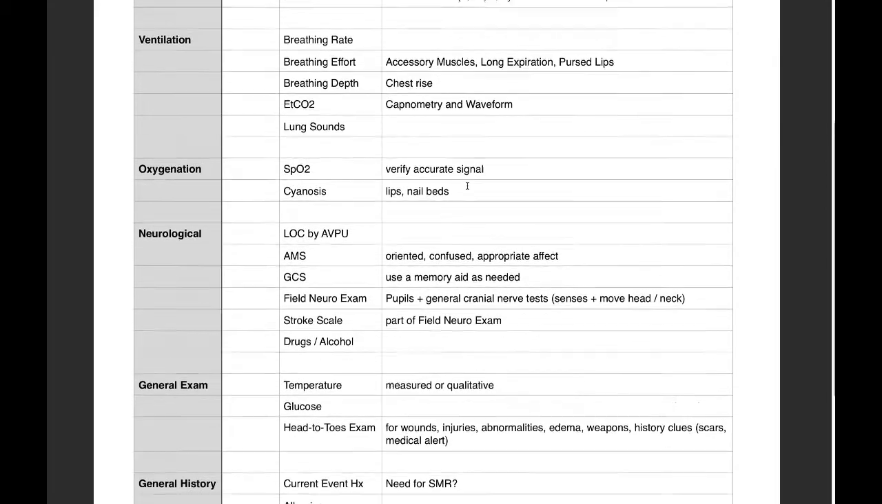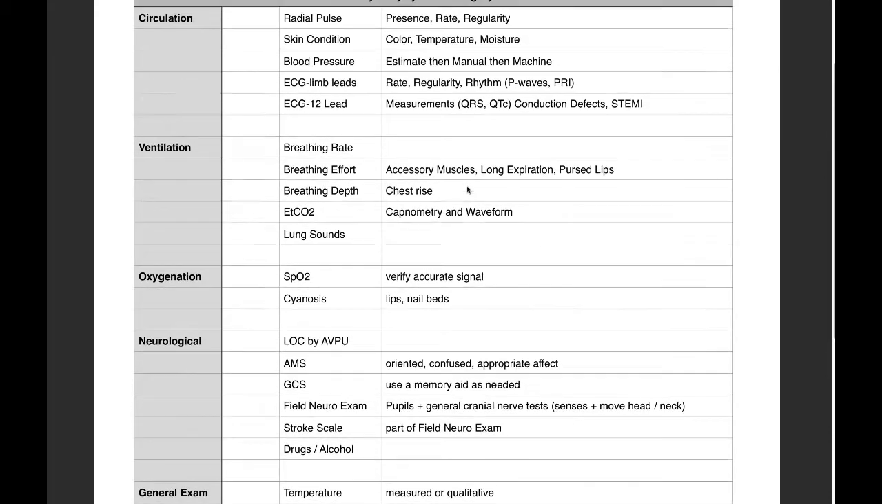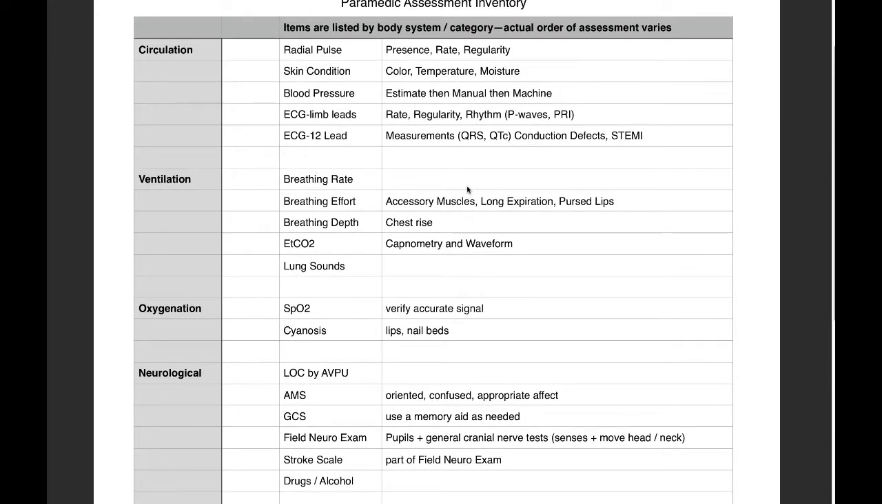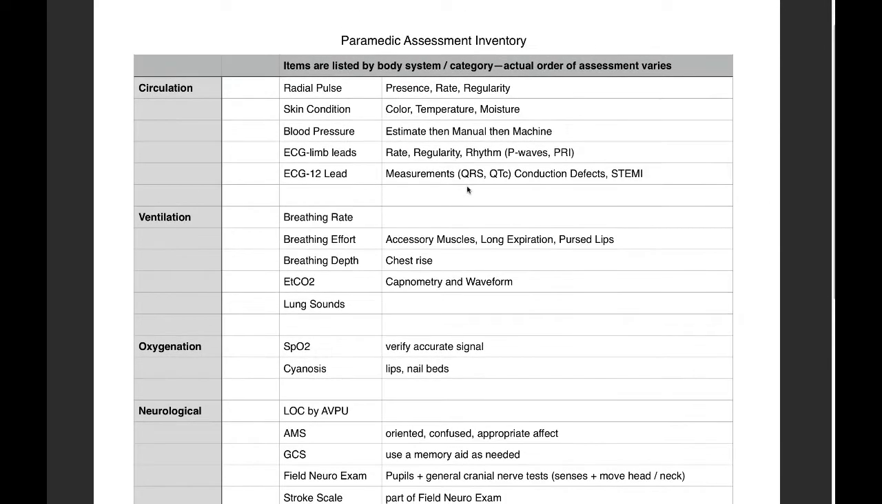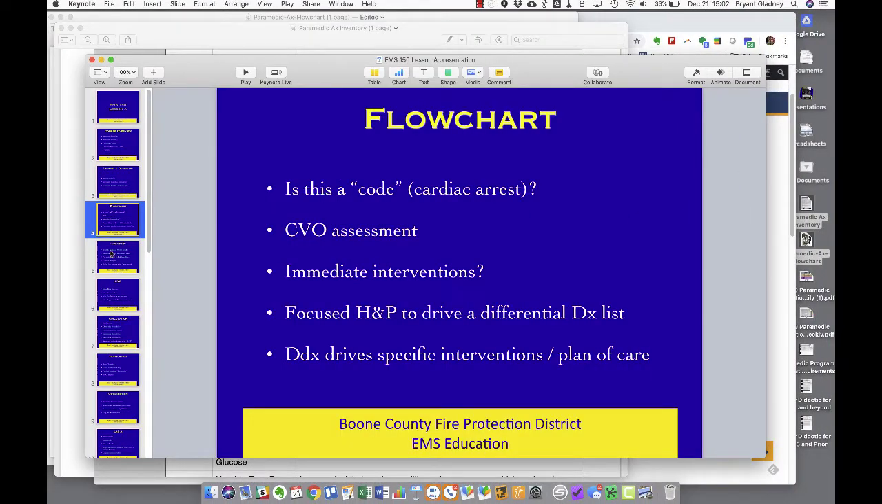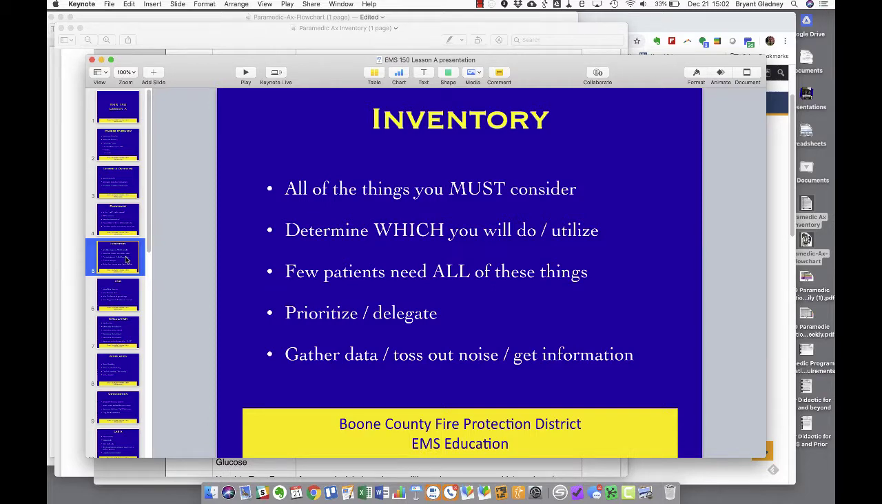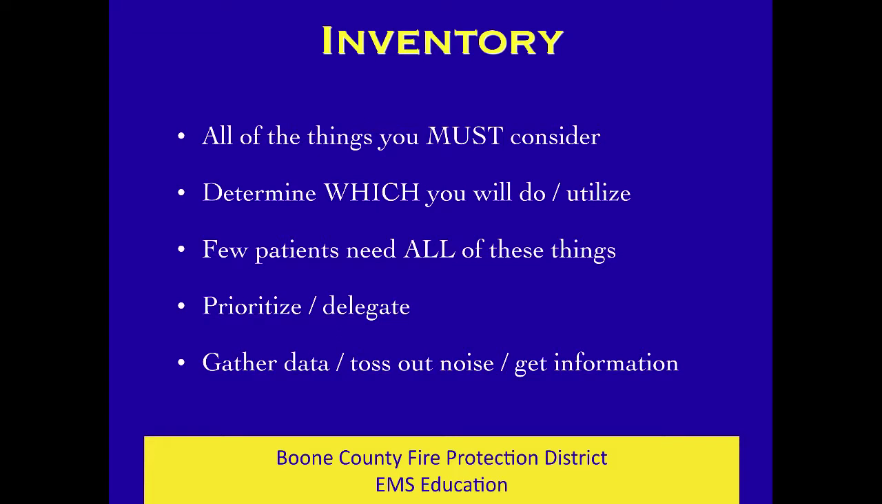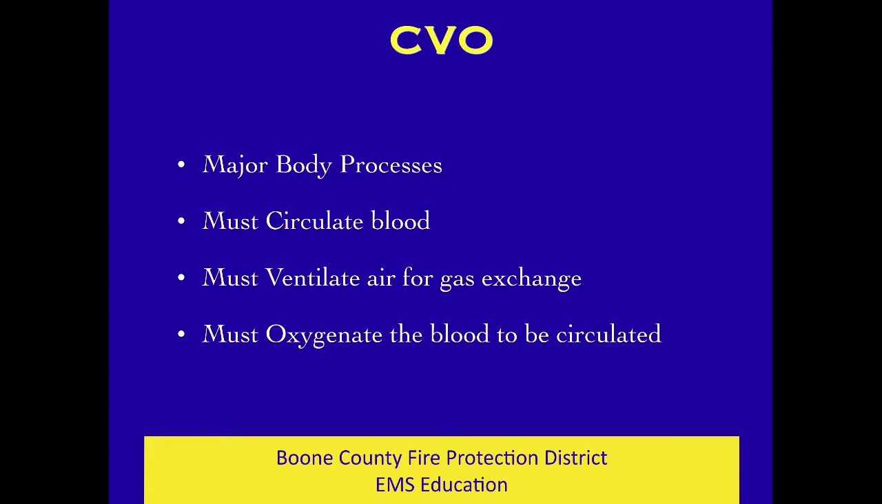And so it becomes very important for you to understand how to do each of these, as well as to recall which of these fit into where. And so we have some assignments and some lab activities to help you in that direction. Again, the inventory is a list of everything that you must consider, and you determine which ones you're going to do, which ones you're going to utilize. Very few people are going to need all of those, but it helps you to prioritize and delegate. We have some very cool lab activities to help you get this straight in your mind.